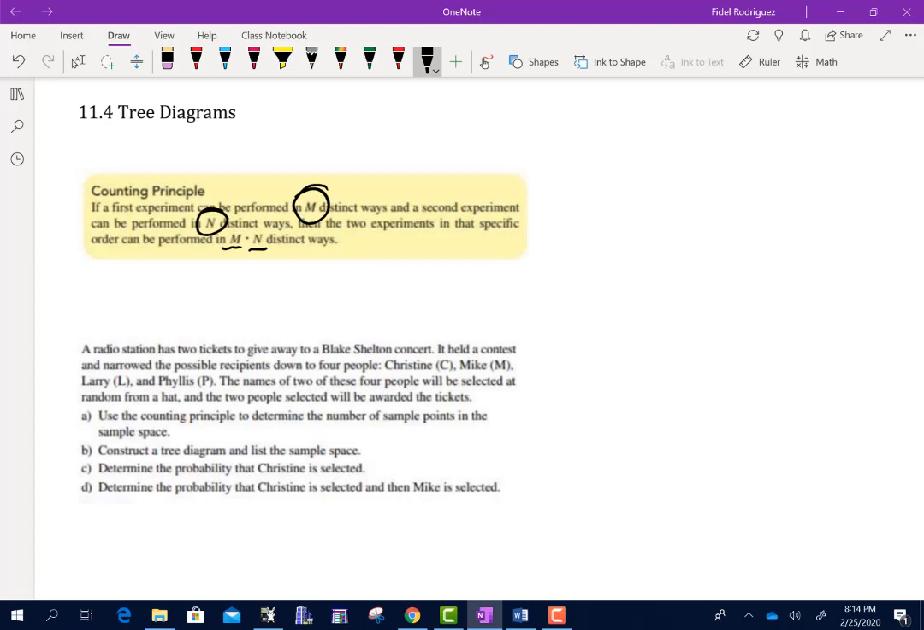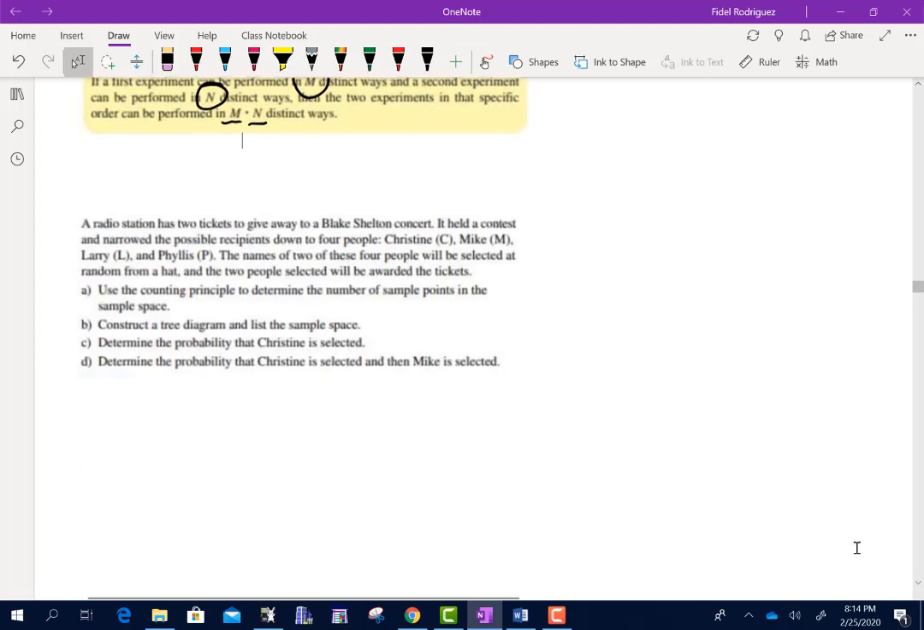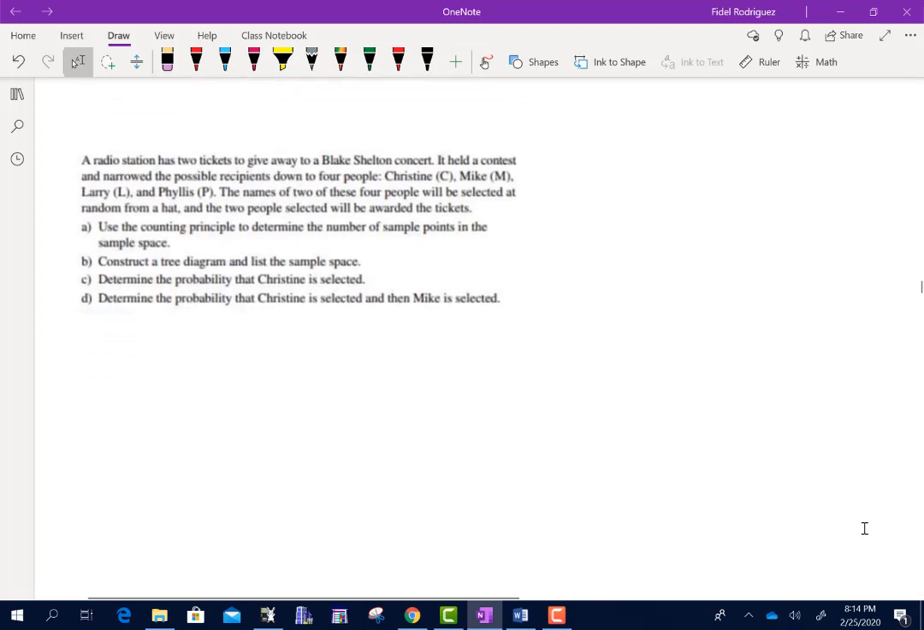So let's take a look at the first problem. A radio station has 2 tickets to give away to a Blake Shelton concert. It held a contest and narrowed the possible recipients down to 4 people: Christine, Mike, Larry, and Phyllis. The names of 2 of these 4 people will be selected at random from a hat, and the 2 people will be awarded the tickets. Use the counting principle to determine the number of sample points in the sample space.